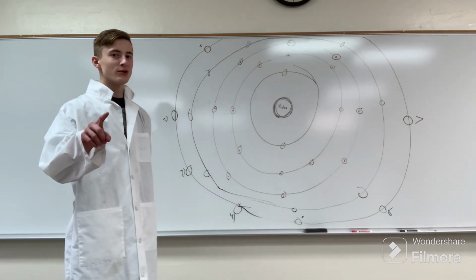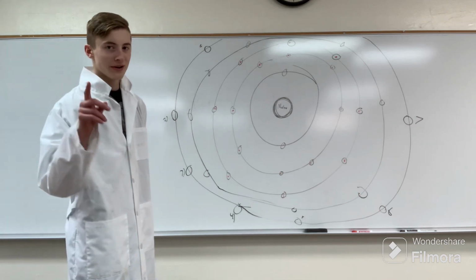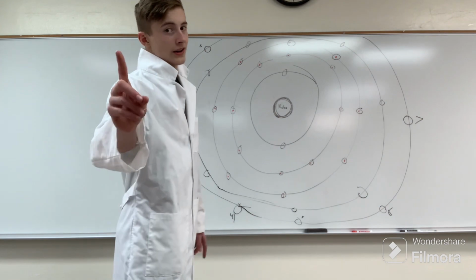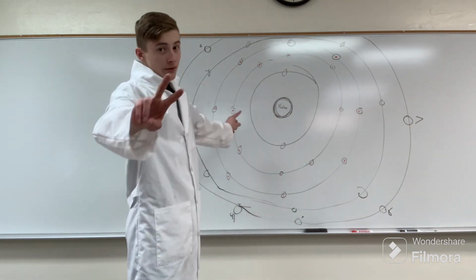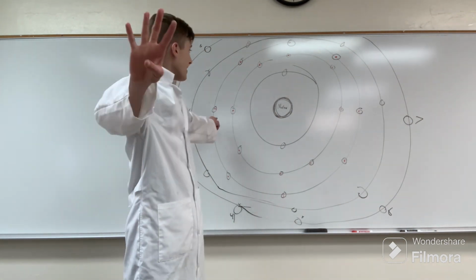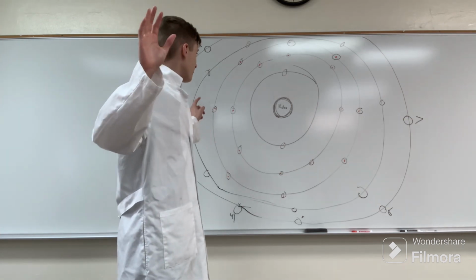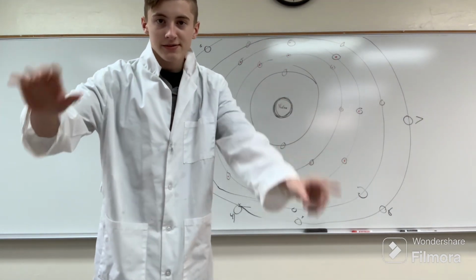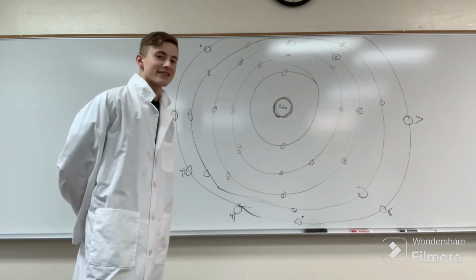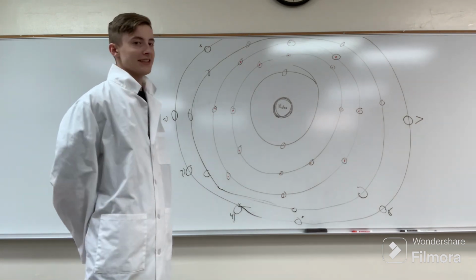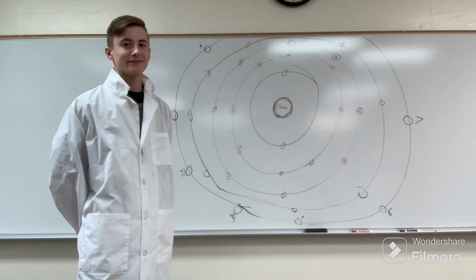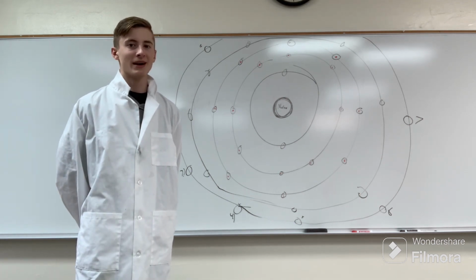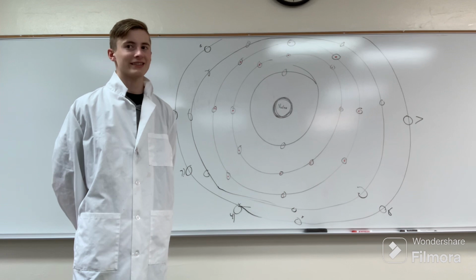Now, if you were astute, you would have counted the number of rings as well, because iodine has 1, 2, 3, 4, 5 rings. It has 5 rings. Look at that. Isn't that a beautiful element? Iodine. It's often used in medical practices.